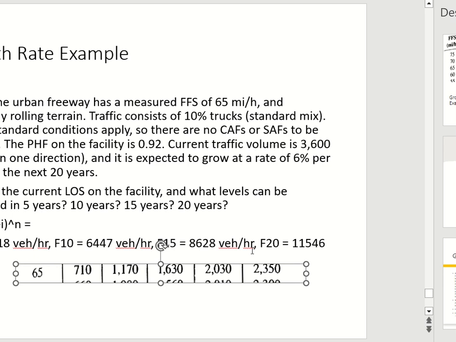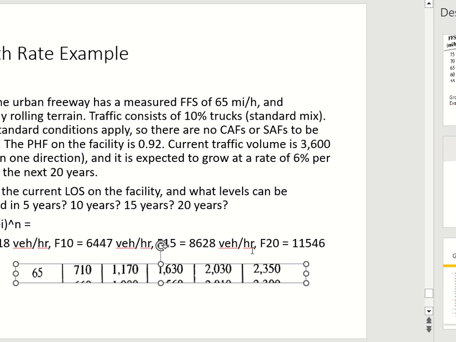But can I compare these values with this one? No. Why? Because of the units. These are flow rates in passenger cars per hour per lane, and those are volumes. So I need to convert them into passenger cars per hour per lane as well, or I can do the other way around and convert these into vehicles per hour. Either convert them or convert these.